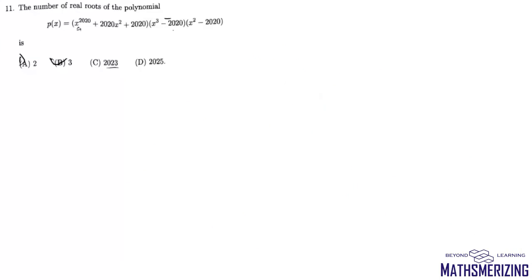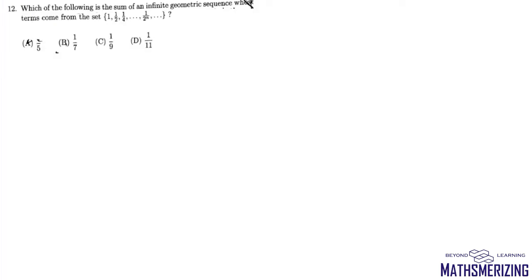Now question number 11, it is a pretty simple question. It says the number of real roots of this polynomial are. Now for this one, x to the power 2020 plus 2020 x square plus 2020. Now this is positive, and this is positive. So it cannot be 0. Now this is a cubic equation. This cubic equation will have only one real root, and x square minus 2020 will have 2 real roots. So the total number of real roots of this polynomial is 3, and that's your option number B.